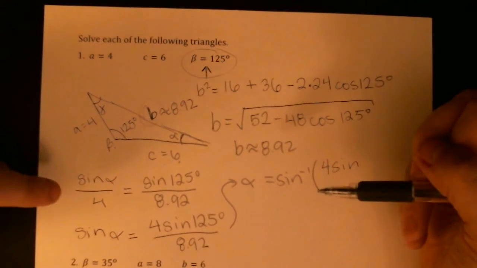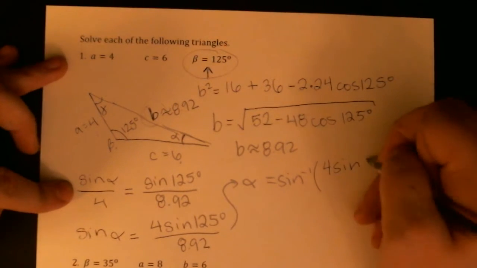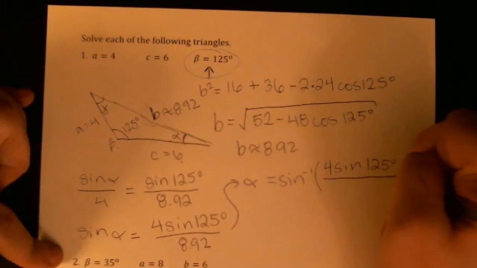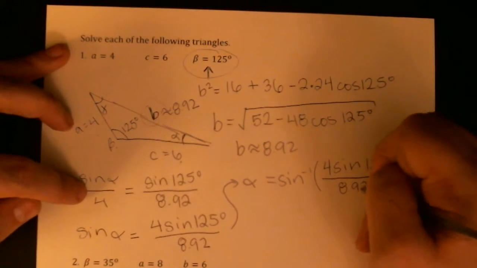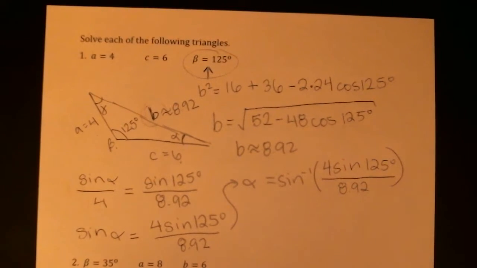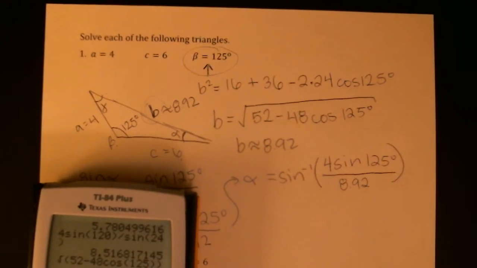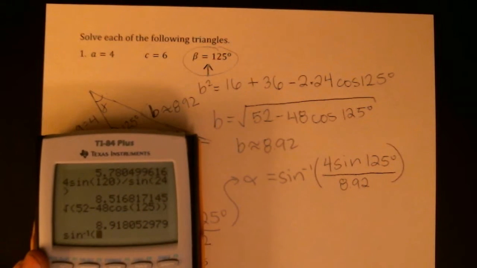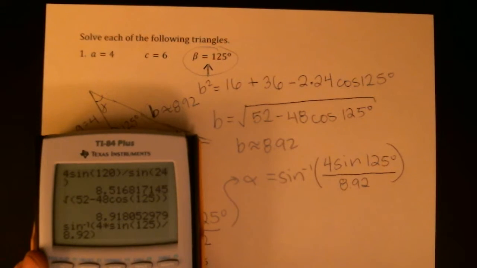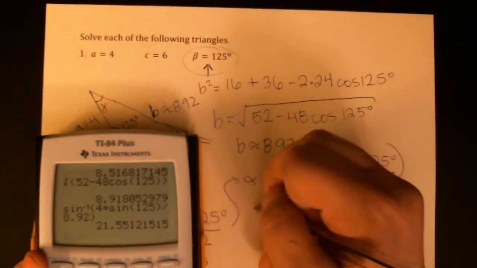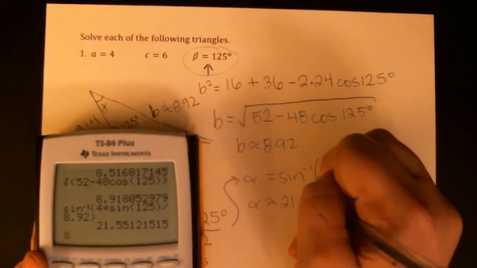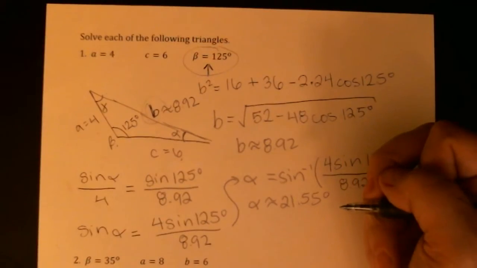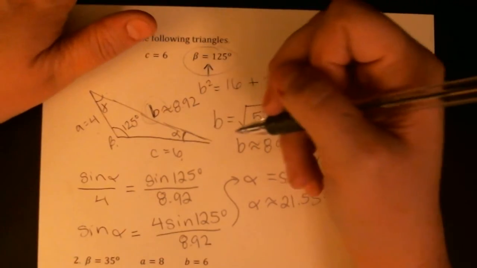So again, it's fine with me if you can go from setup to solved in one step. That's okay. I don't need to see the intermediate step, but I do need to see your initial setup, and I do need to see exactly what got plugged into your calculator. So I'm going to take the inverse sine of 4 times sine of 125 degrees divided by 8.92, okay, which means alpha is about 21.55 degrees. And that looks reasonable in my picture. It shouldn't be a big angle for sure.